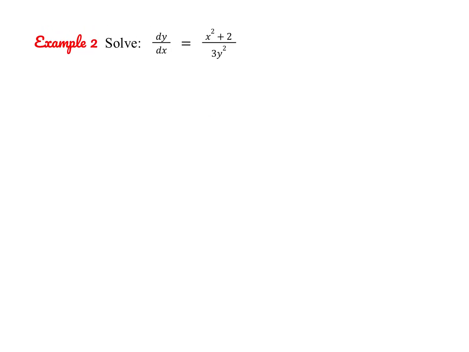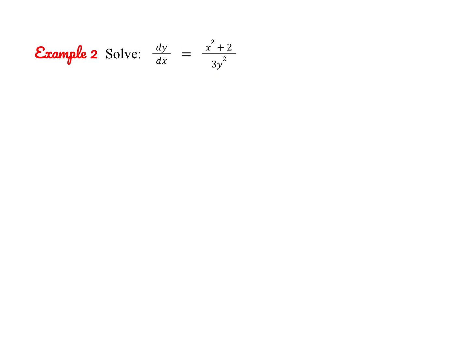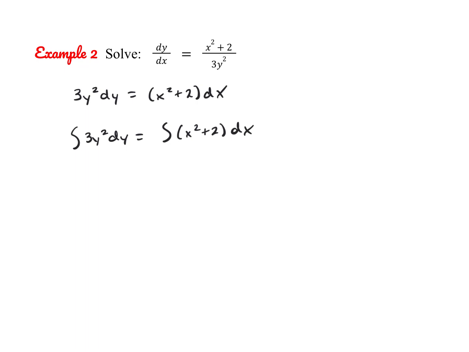All right, let's try this first one together. So here we do have a separable differential equation. So we're going to start by separating our variables. So we end up with 3y squared dy equals x squared plus 2 dx. So now we're going to integrate both sides with respect to the given variables. So we'll do the integral of 3y squared dy and the integral of x squared plus 2 dx. So this would give us y cubed plus c, I'll call it c1. So we have a constant of integration on the left, technically. And then we have 1/3 x cubed plus 2x, and then I'll say plus c2 here.